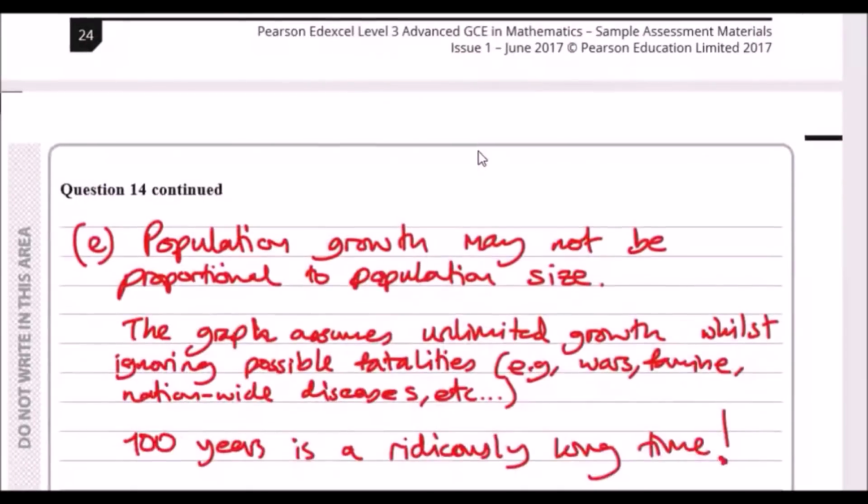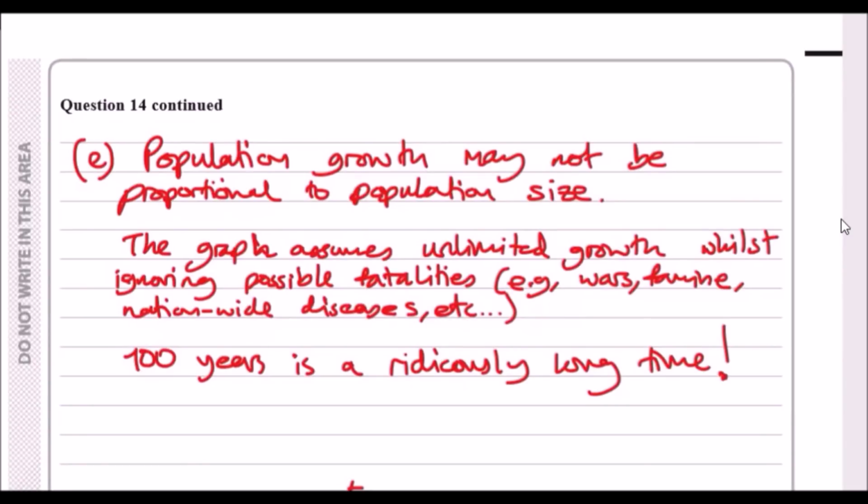So I just wrote a few answers which might be interesting, and I looked at the mark scheme just to see if they're in line with this. So I said population growth may not be proportional to population size. So again, it changes over time. More population may actually reduce the growth, or job opportunities may reduce it as well, or any economic reason. The graph assumes unlimited growth, whilst ignoring possible fatalities.